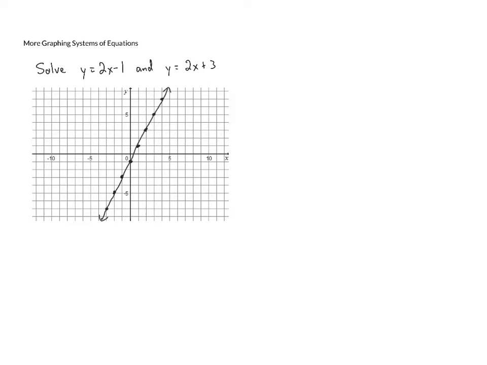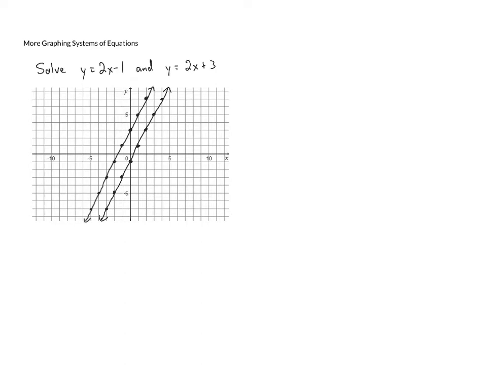Now let's take a look at the other one. Here we've got y = 2x + 3. The y-intercept in this case ends up being 3, so that's going to be our starting point. And the slope is 2, so we're going to again go up 2 to the right 1, up 2 to the right 1. We can also go down 2 to the left 1, down 2 to the left 1, over and over and over. And we can draw the line that goes through those points.